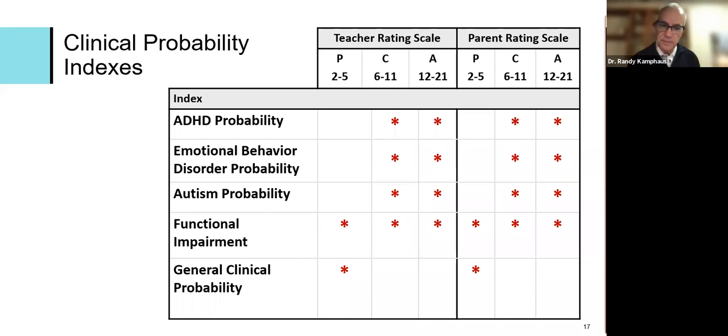General clinical probability, this is for preschoolers where differential diagnosis is more challenging. So for special education classification, eligibility at the preschool level, for example, you simply have to show a significant number of problems. And then differential diagnosis can hopefully be clarified at age 2 or 3 or 4. Next slide, please.